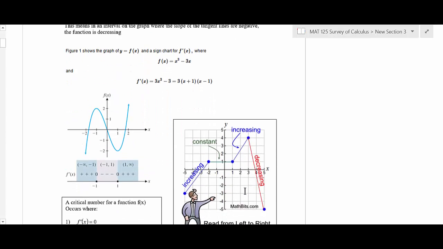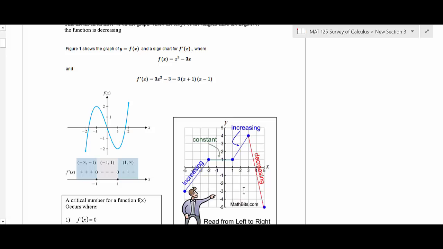Okay, so the idea is going to be this. Now, if you look at this diagram, I just took this off the internet. You're increasing from there to there. Increasing just means if you go from left to right, the y values are getting bigger, right? This area here you would call constant because the y values are not changing. Then you would be increasing again, then decreasing.